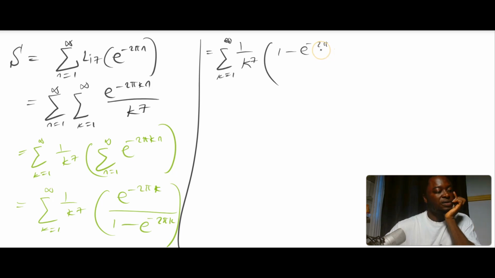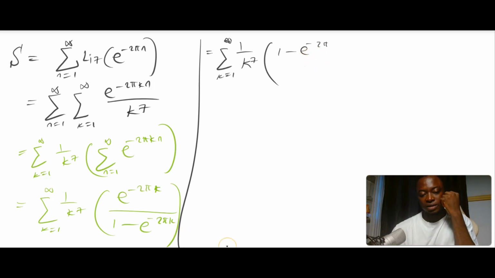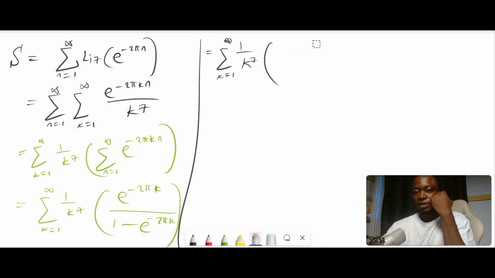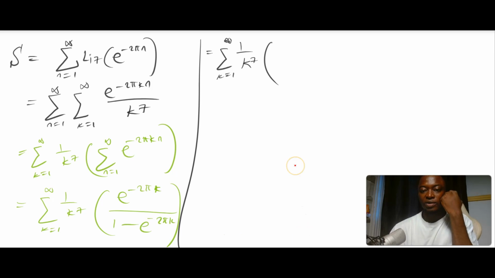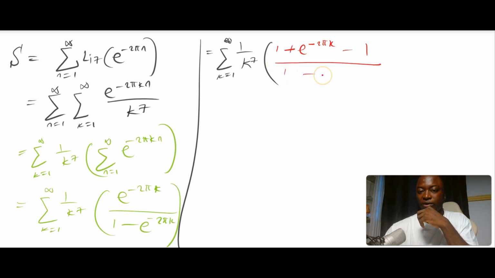Let me see what is the best way to write this. Okay, let me just write it this way. It's not easy to simplify this. It may look simple, but not really. So you have to write 1 plus e to the negative 2 pi k. Then you have minus 1, all divided by 1 minus e to the negative 2 pi k.